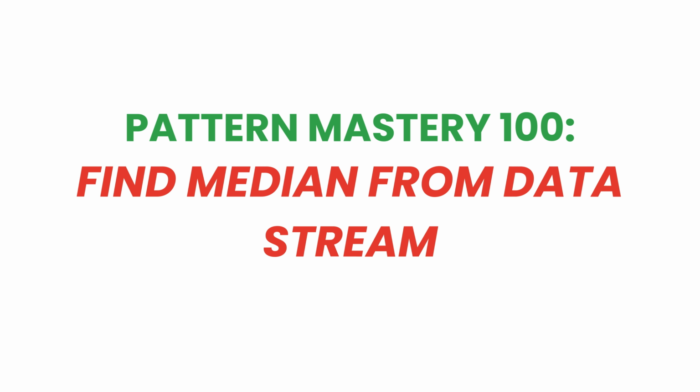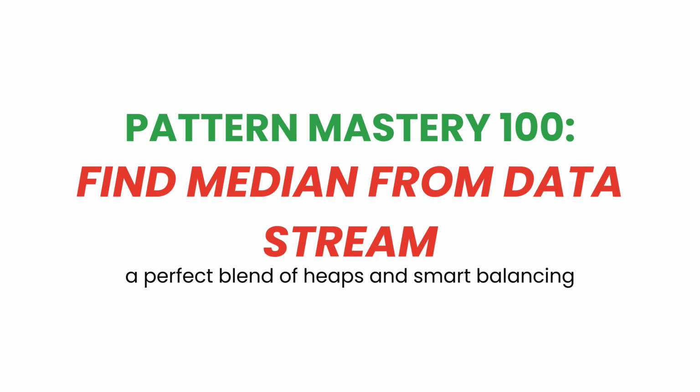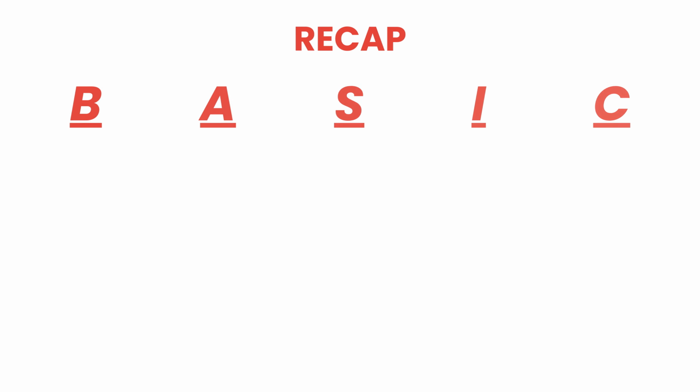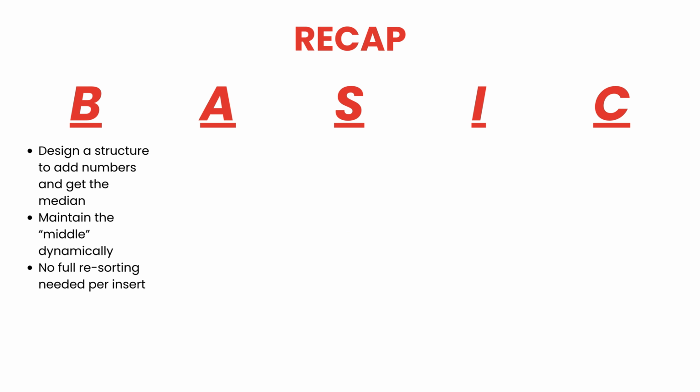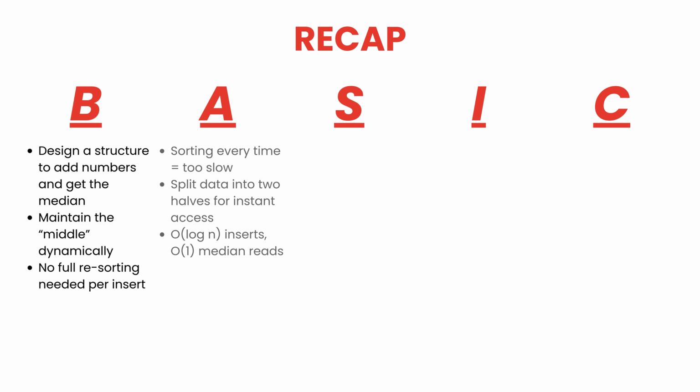Find median from data stream shows whether you can keep inserts fast and still answer median queries instantly. A perfect blend of heaps and smart balancing. Let's do a recap. We designed a structure with two operations: add a number and get the current median. Conceptually, it's about maintaining the middle of an ever-growing set without resorting everything each time. The trap is rebuilding or sorting on every insert. It's too slow. Instead, we split the data into two sides so we can grab the middle on demand. That gives us quick inserts and O(1) median reads.